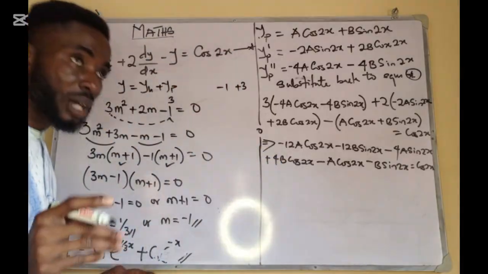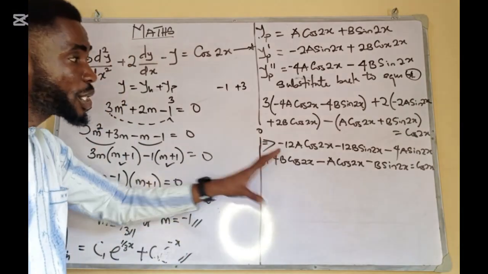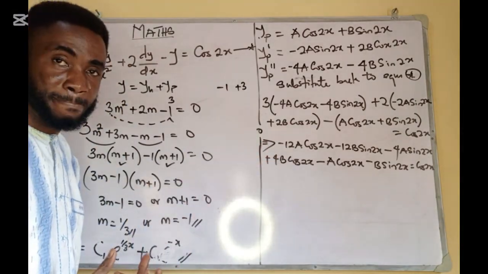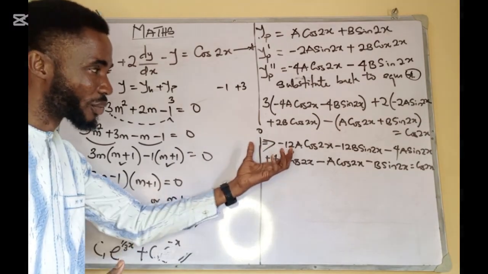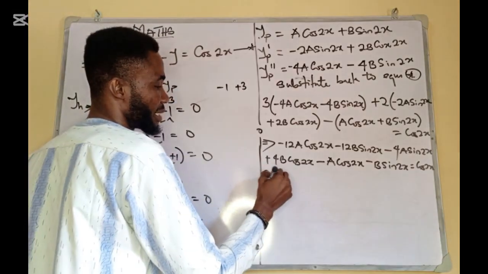So the next thing we have to do, having done this, are we following, guys? Now we need to get the coefficient of cos. We need to get what we call the coefficient.